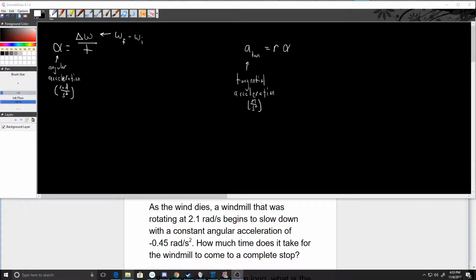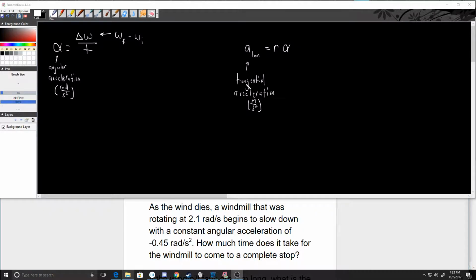Starting off, looking at the formula I have here, angular acceleration is represented by the Greek letter alpha. It's measured in radians per second squared, just like translational acceleration is measured in meters per second squared. That's going to be equal to the change in angular velocity, or delta omega, which is just fun to say: the final angular velocity minus the initial angular velocity, divided by the change in time, however you want to look at that.